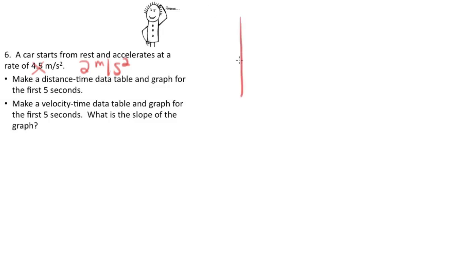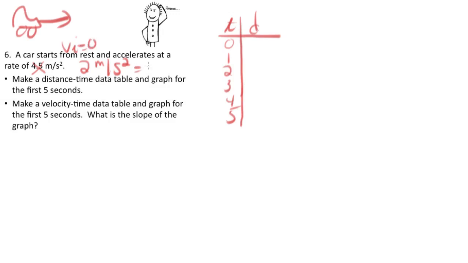So let's see what we have here. We're going to have time and distance: 0, 1, 2, 3, 4, 5. There's my data table. Before we do that, let me follow my PAVES method. We have our car. It's accelerating from rest. That means VI is 0. There's my acceleration of 2. And let's see what we got. We're going to use an equation, VIT plus 1 half AT squared. The great thing about this equation is when you're starting from rest, this just goes bye-bye.